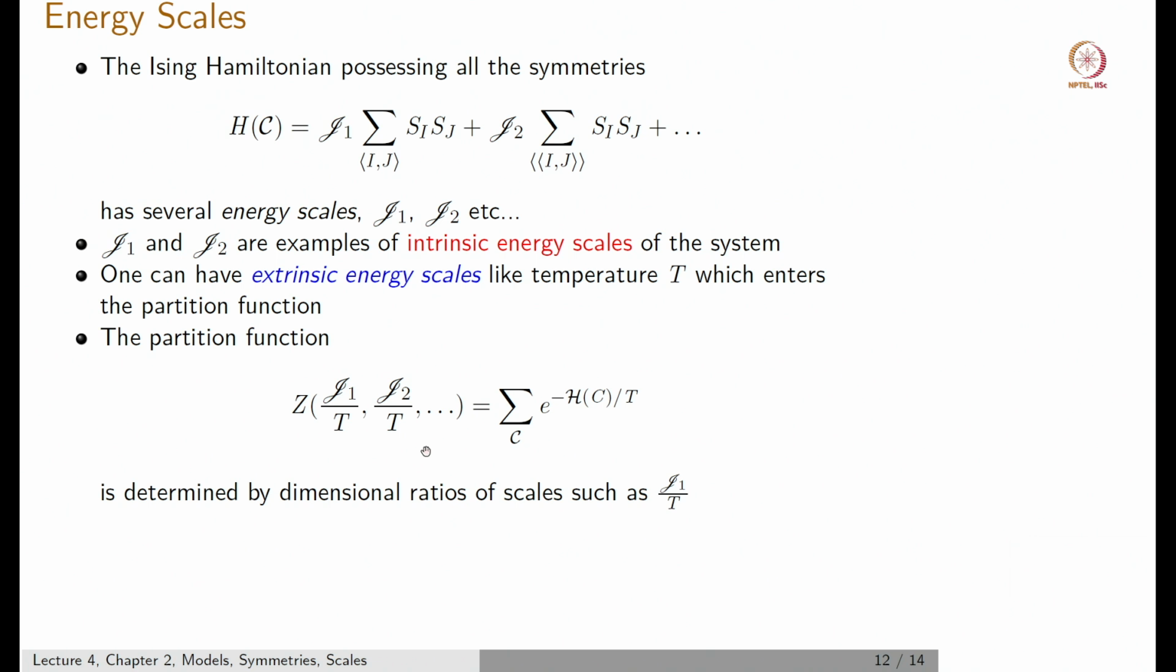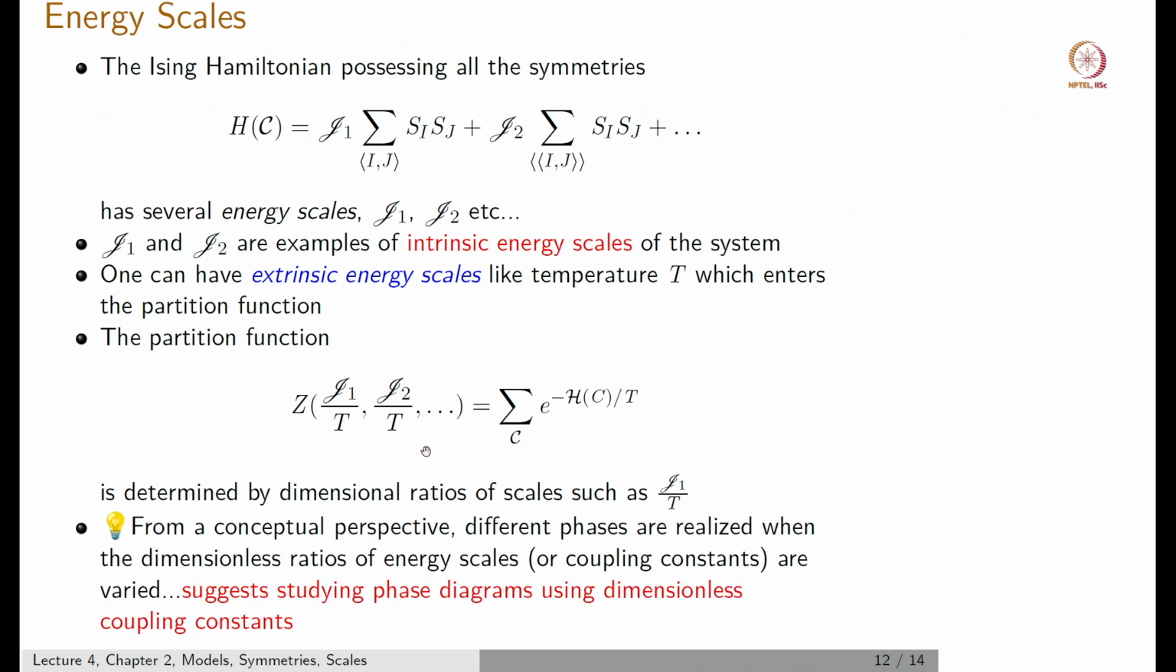Okay. So this is the most important and interesting observation from all of this consideration, that what enters the physics finally are certain dimensionless ratios of energy scales. They could be intrinsic energy scales, extrinsic energy scales, whatnot. And this suggests that we should study phase diagrams. After identifying the important energy scales in the system, we should figure out what are the important dimensionless coupling constants, and we should study the problem in terms of these dimensionless coupling constants.